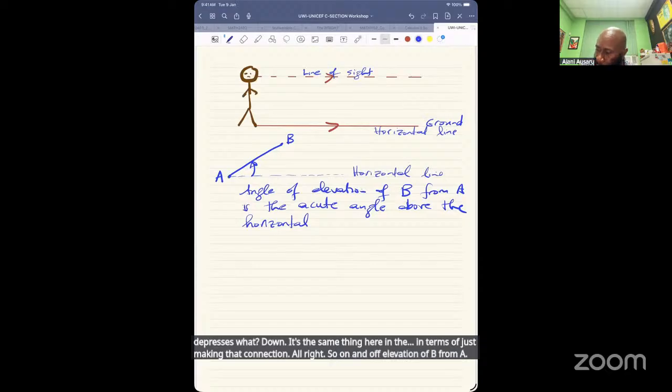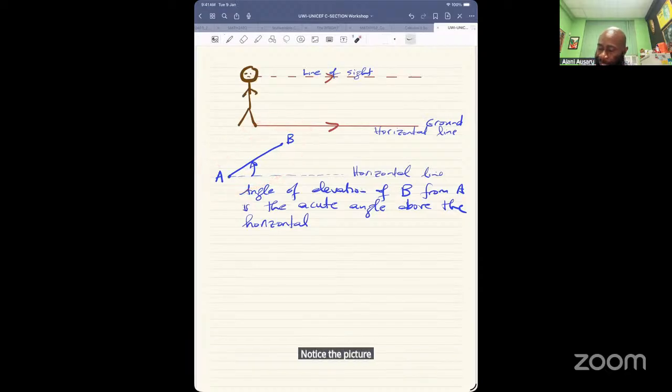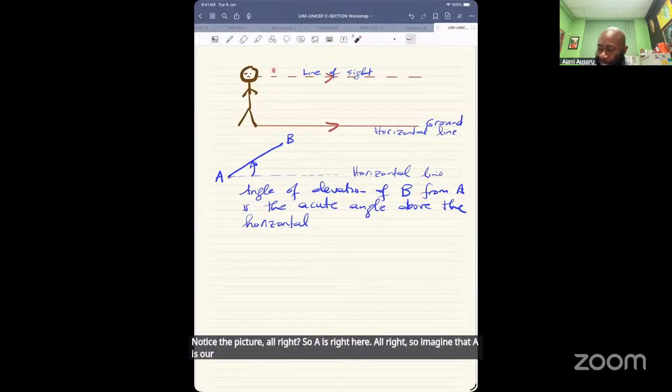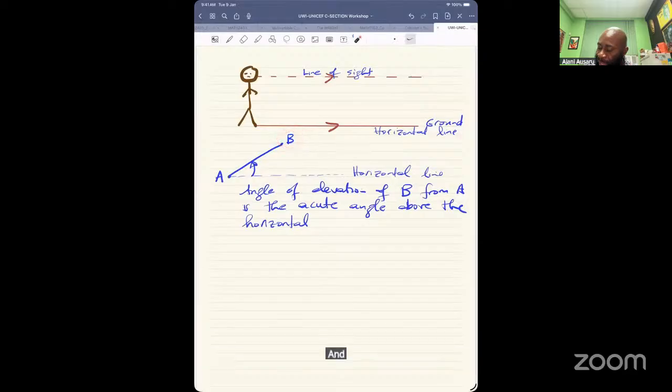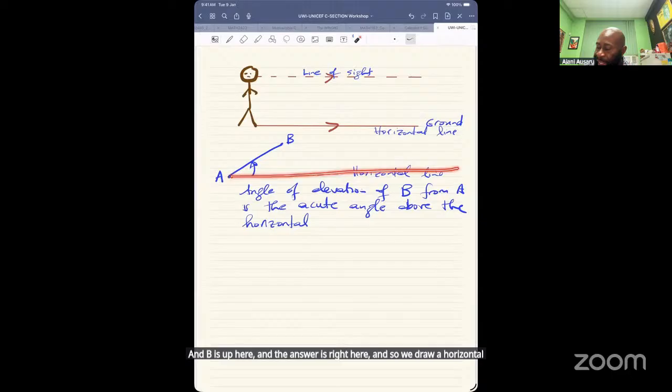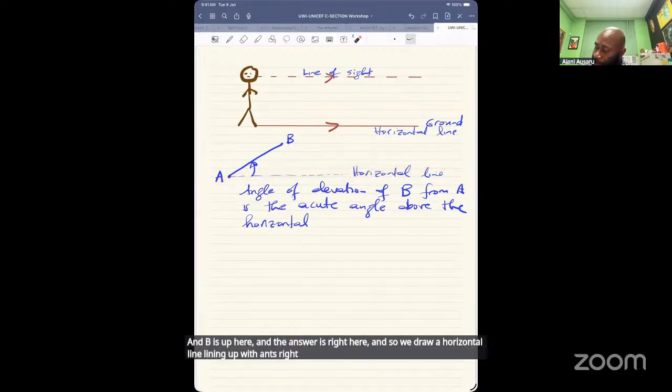All right. So angle of elevation of B from A. Notice the picture. So A is right here. Imagine that A is an ant on the ground. A is not as tall as me. An ant is right at A, and B is up here. And so we draw a horizontal line lining up with the ant right there. All right. Good. B is right here.